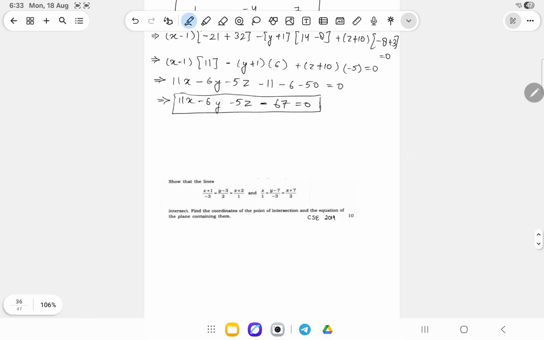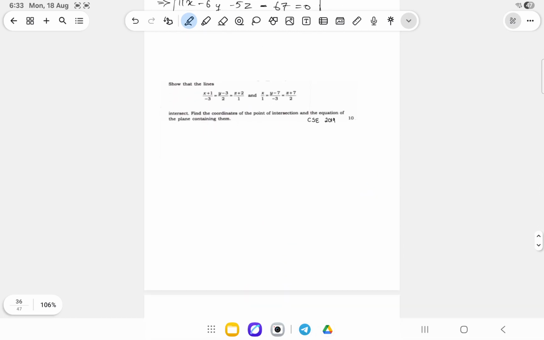Now let us move on to the next question, I guess this is question number 3. The question says that show that the lines intersect, find the coordinates of the point of intersection and the equation of the plane containing them. So it is the exact same question, just the values are changed as we have done previously.